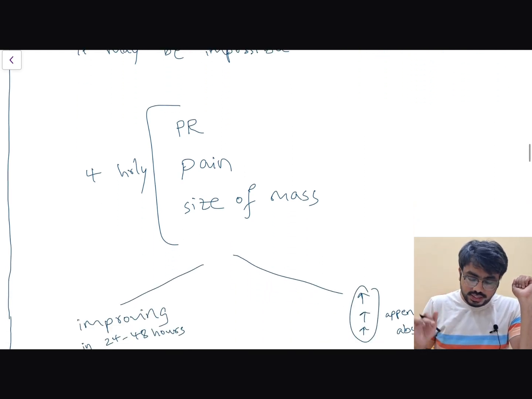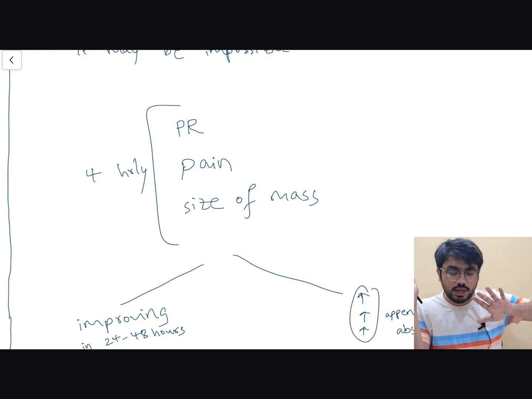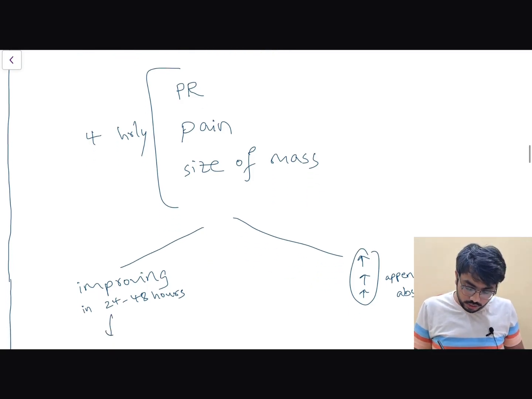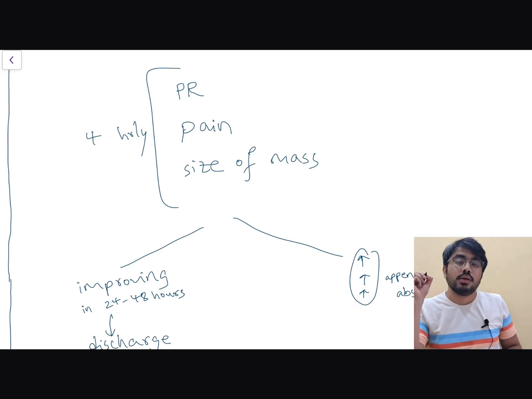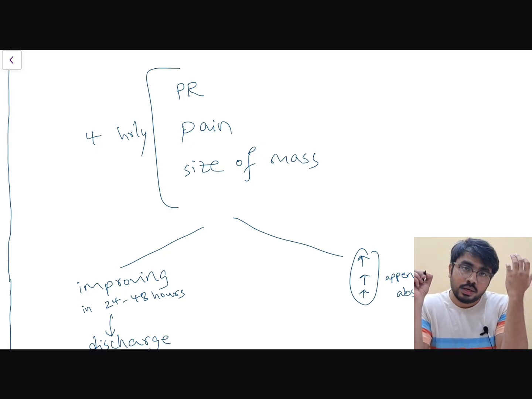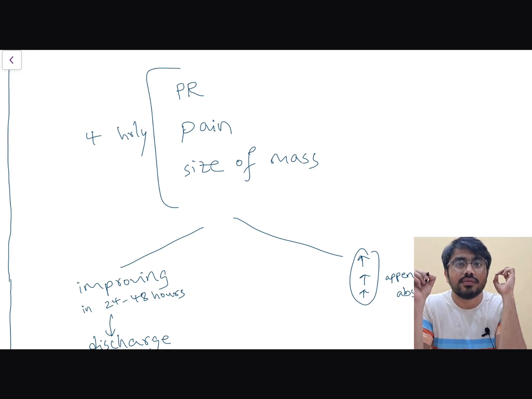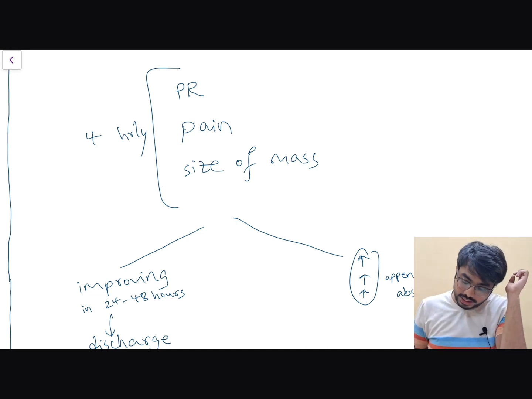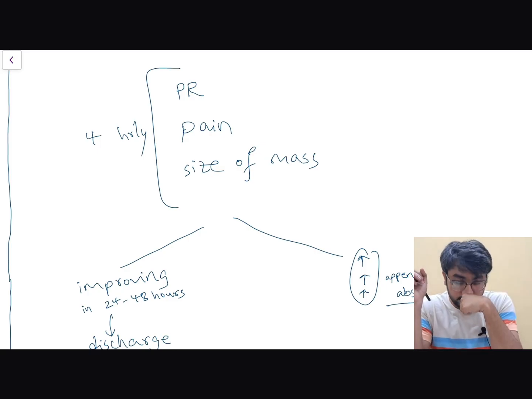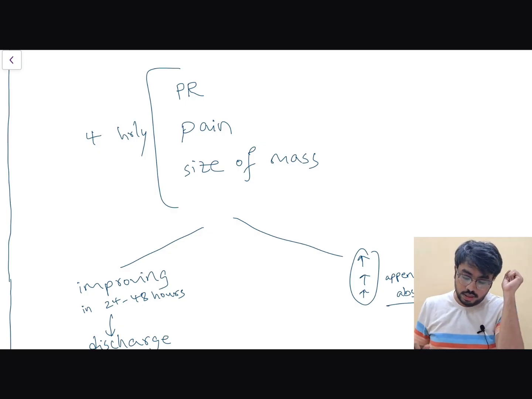Suppose every fourth hourly I am checking this, and within 24 to 48 hours the patient is showing improvement. If the patient is on the side of the improvement, what should I do? Simply I have to discharge the patient. By chance, if the patient is not improving, pulse rate is increasing, pain of the patient is also increasing, not only that, increase in the size of the mass is also there, then this is a case of appendicular abscess. This mass has become an abscess. Appendicular abscess.